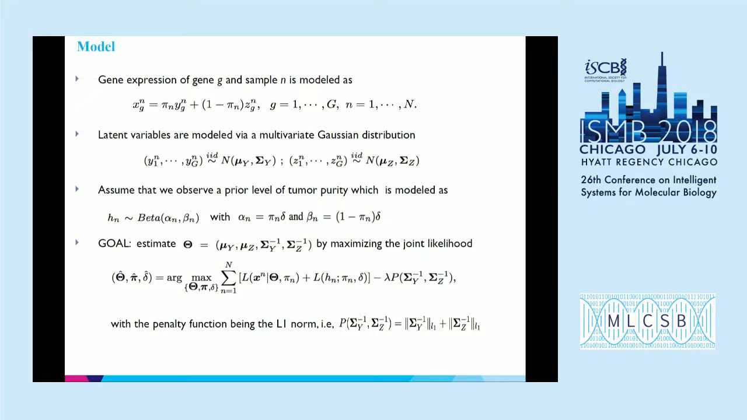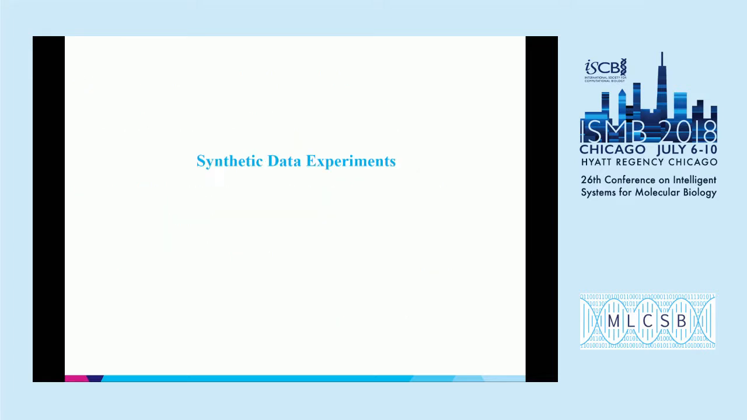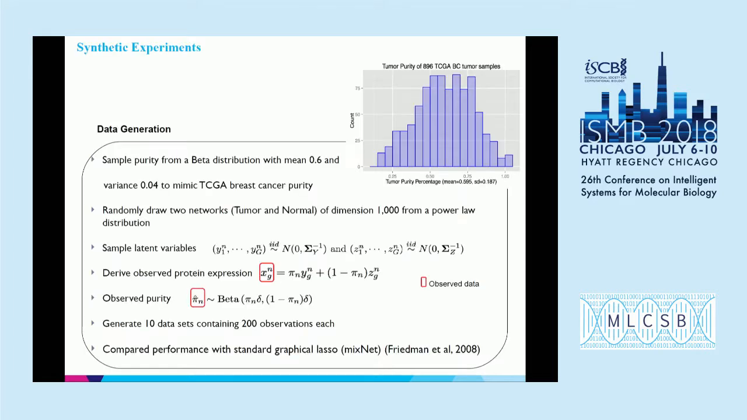And then we have this penalized likelihood where we use the L1 norm for both covariance matrices for the tumor and non-tumor component. And for each penalty term, we have a tuning parameter that is controlling the sparsity of the network. So by varying the tuning parameter, you're going to have larger networks. So this is basically a lasso penalty. So it's just a standard model. So I will go through some synthetic data.